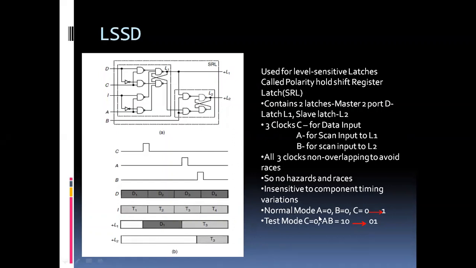So the normal mode says that A should be 0 and B should be 0, and there should be a transition of 0 to 1 on this C. In the test mode, I should have C equal to 0 and AB should transit from 10 to 01. 10 means clock A is active, 01 means clock B is active. So there is a transition of 10 to 01.